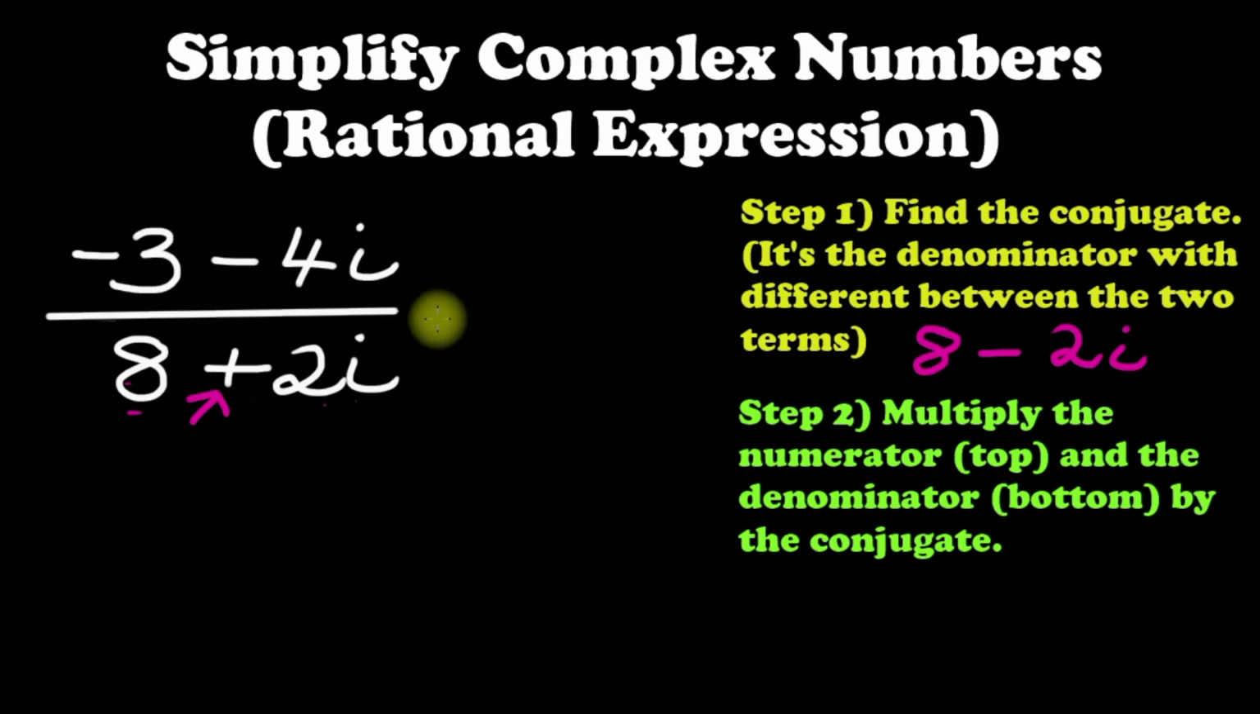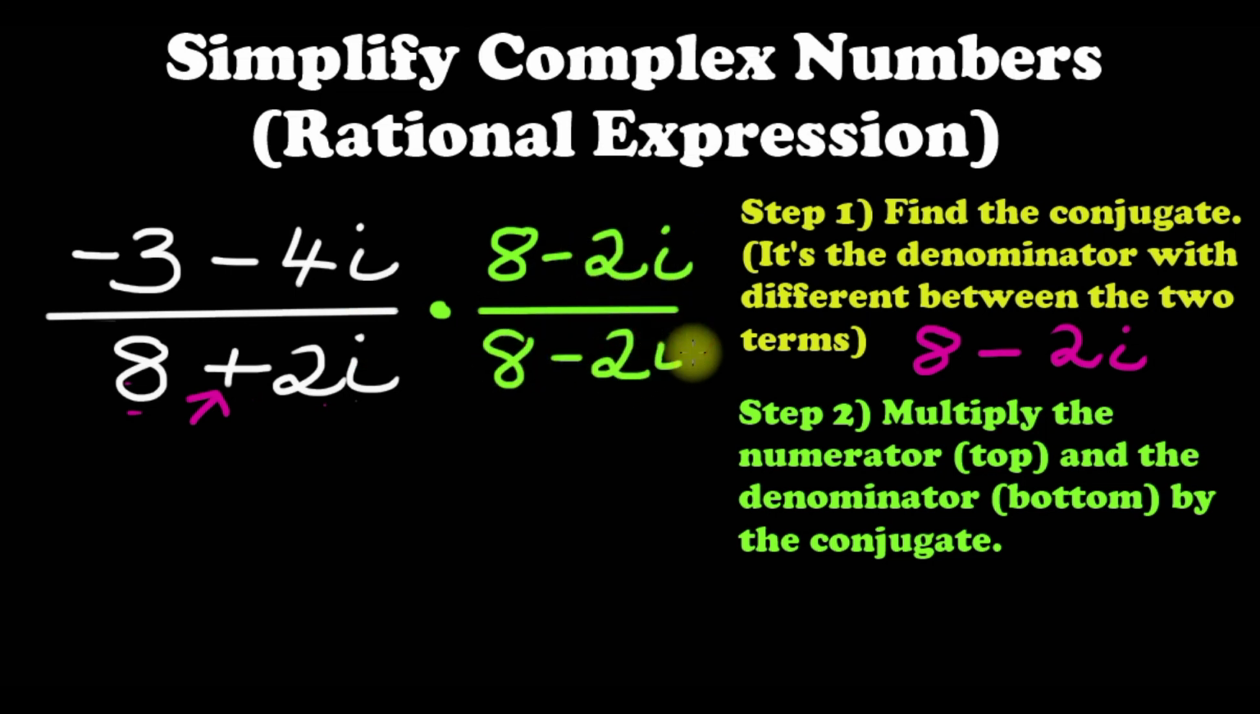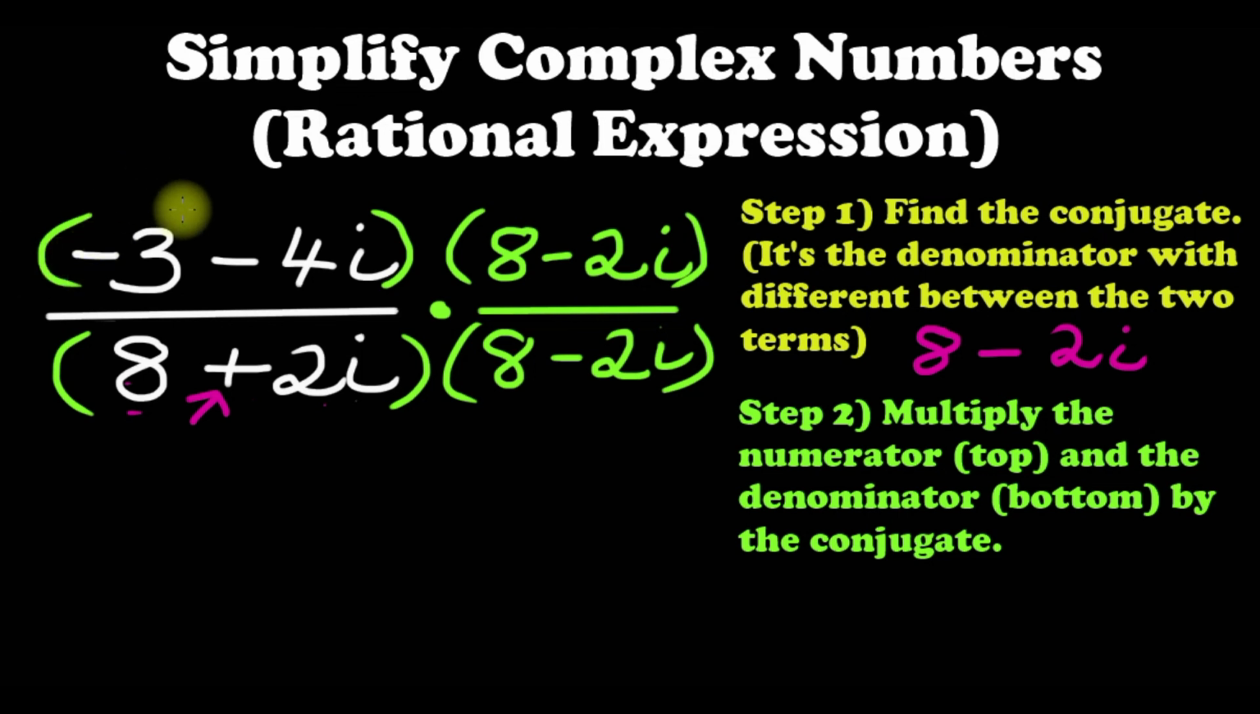So step 2 is to multiply the numerator and the denominator by the conjugate. So our conjugate is 8 minus 2i, so we're going to multiply by 8 minus 2i to the top, and then 8 minus 2i to the bottom. Okay, so there's going to be a lot of multiplying here.